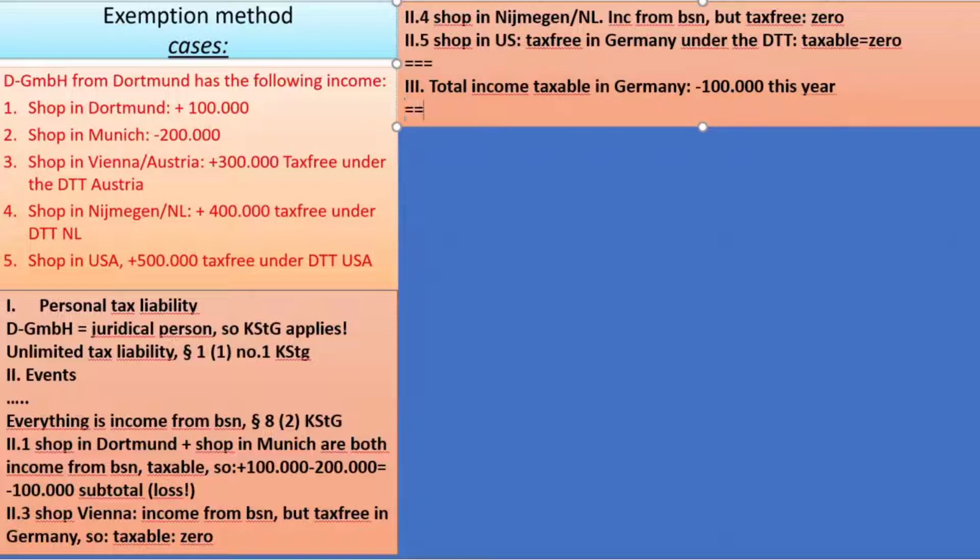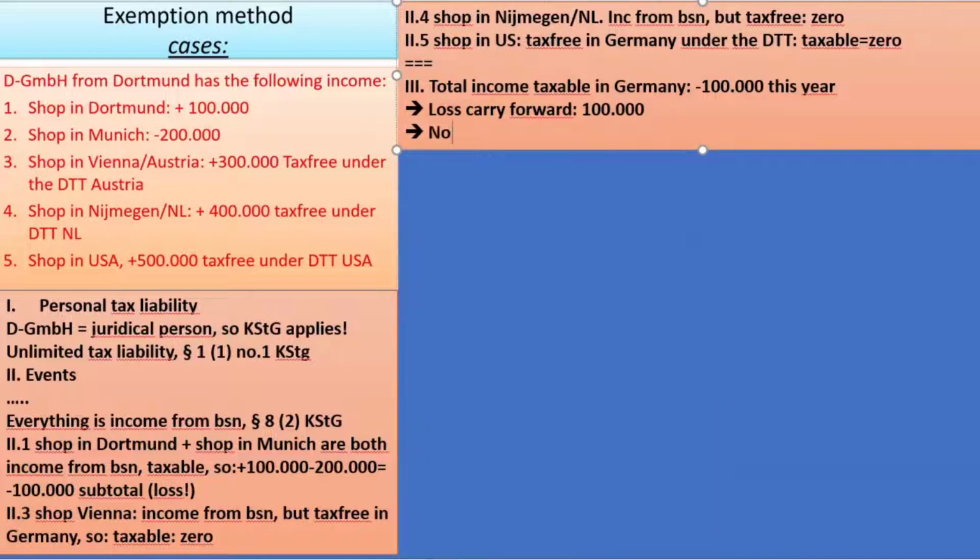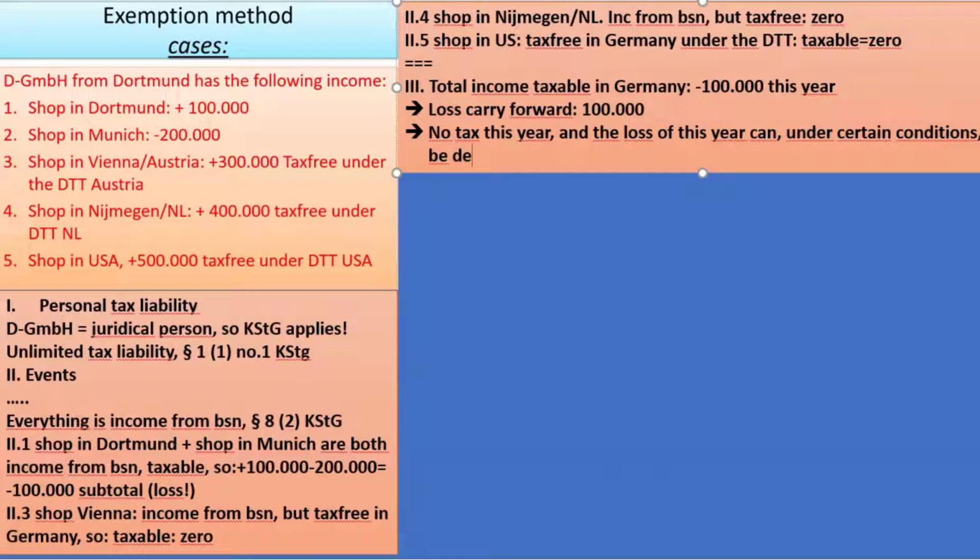So what we get for this is a loss carry forward. We pay no tax this year, and the loss of this year can, under certain conditions, be deducted from future profits which are taxable in Germany. That's a so-called loss carry forward.